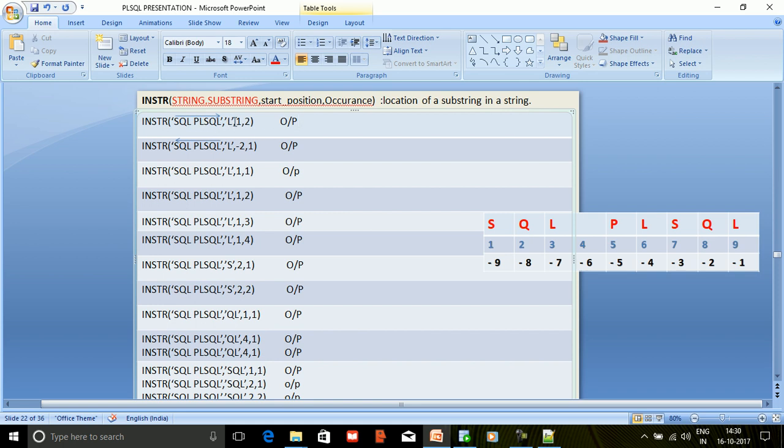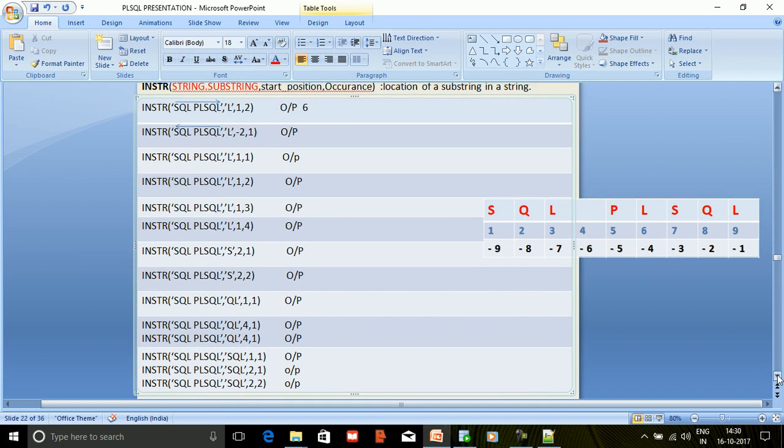PLSQL, L, you are looking for the position of the L, and you are asking the system to check from position 1, and the second occurrence you are asking. Second occurrence means 1 2 3. First occurrence is the third position, and 4 5 6, sixth position, output is 6. And here I will tell you, after positives we'll go for negative start positions also. I'm not going to tell you the answer here.